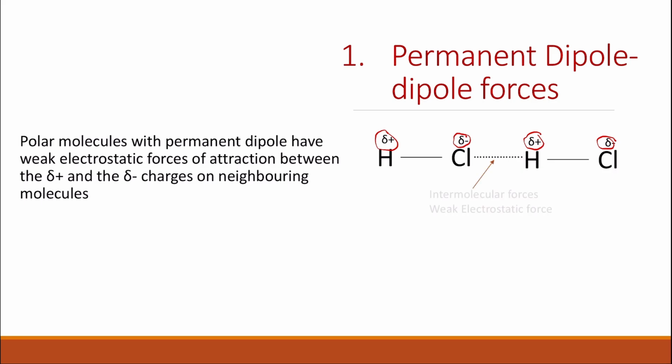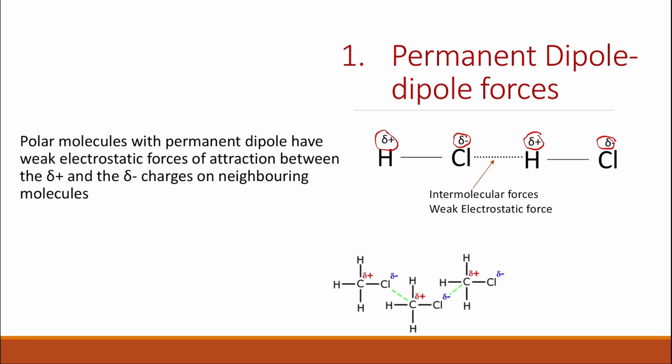There is an electrostatic interaction, a weak electrostatic interaction, between the partial negative charge on one chlorine of one molecule and the partial positive charge on the hydrogen on a neighboring molecule. This is called permanent dipole-dipole forces.